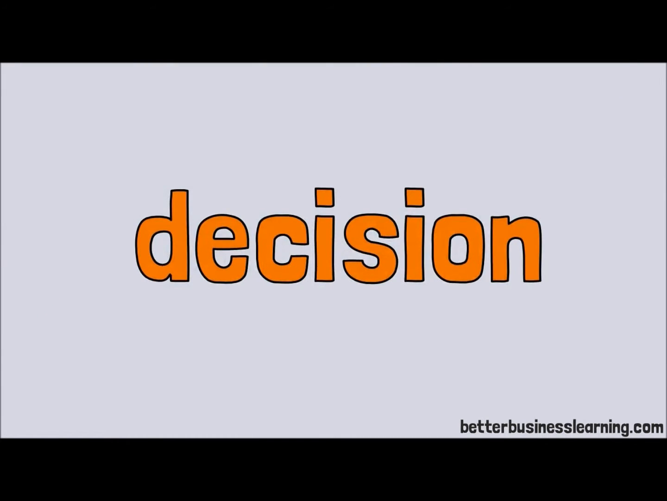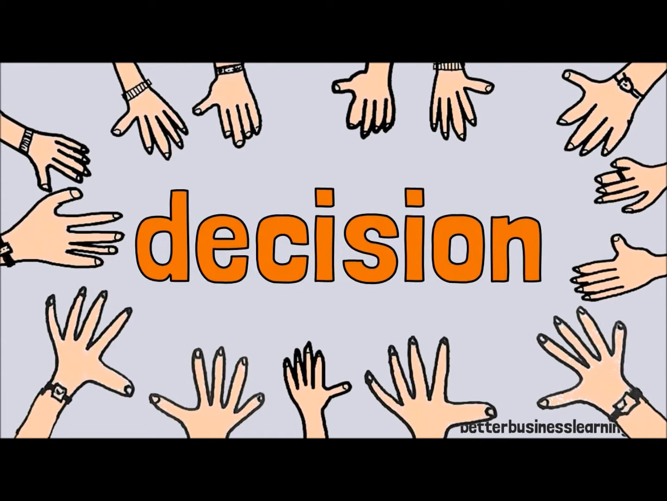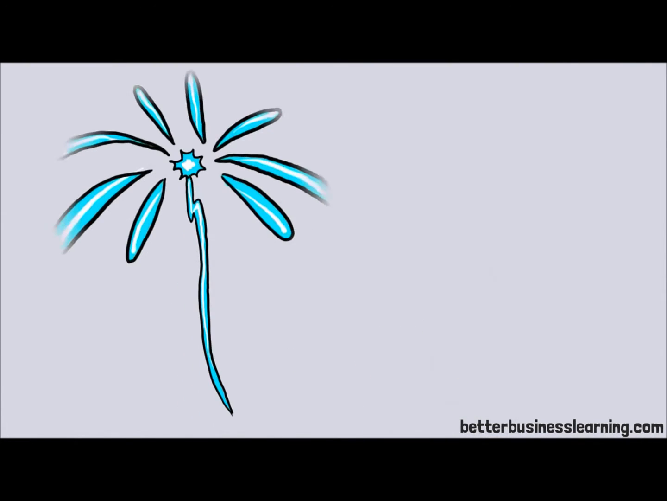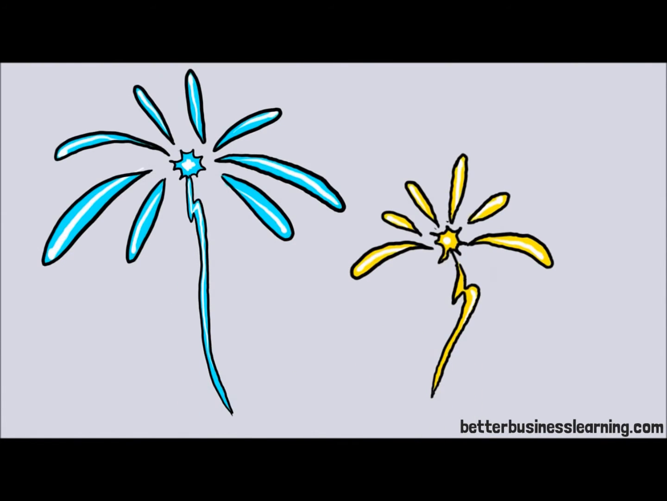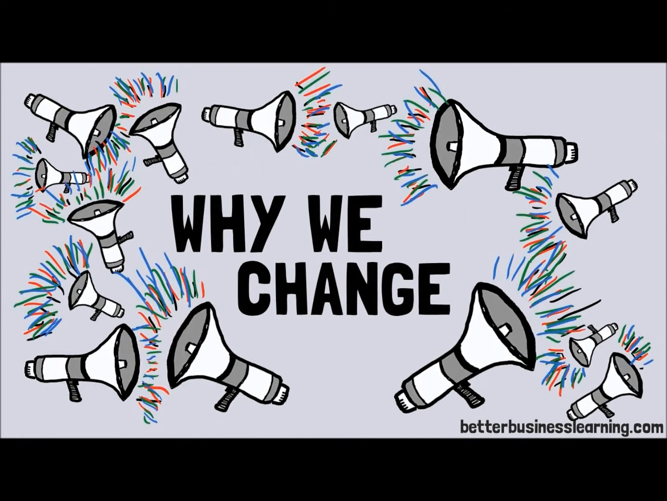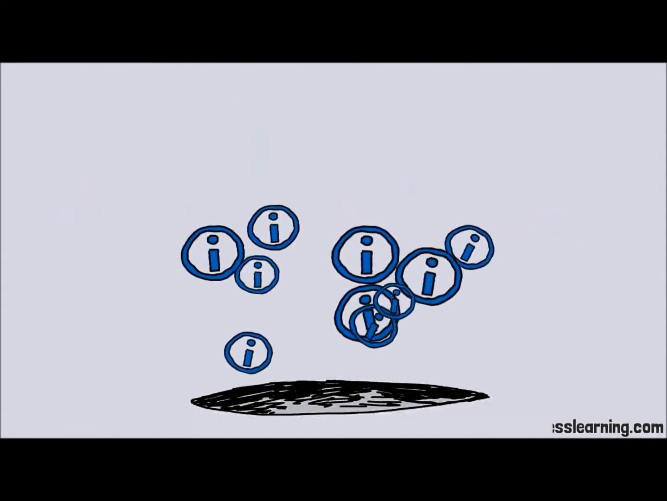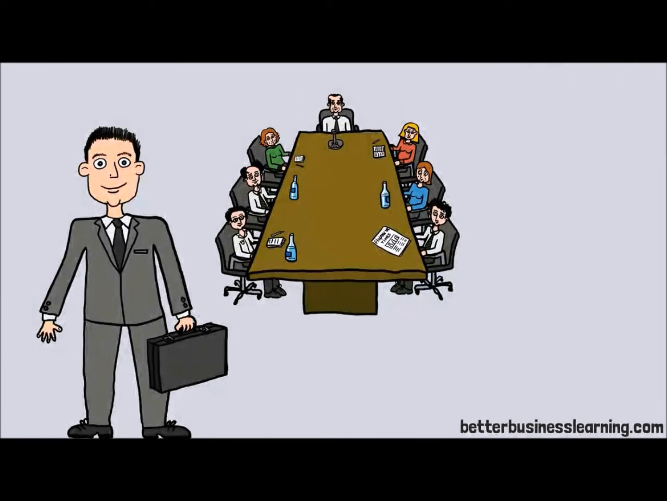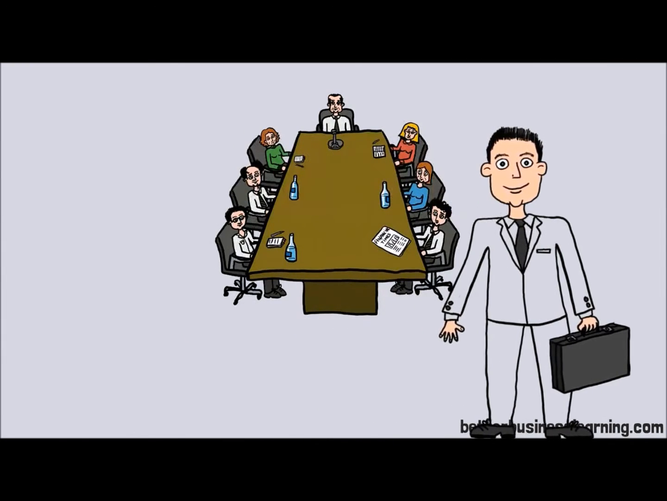Number 1, communicate the threat of not changing. Number 2, where possible, involve your team in decision making. Number 3, minimize uncertainty. Number 4, celebrate successes in moving towards the goal. Number 5, keep explaining why we're changing. Remember that when there's an information vacuum, people often assume that managers are plotting terrible things. So number 6, be as transparent as possible.